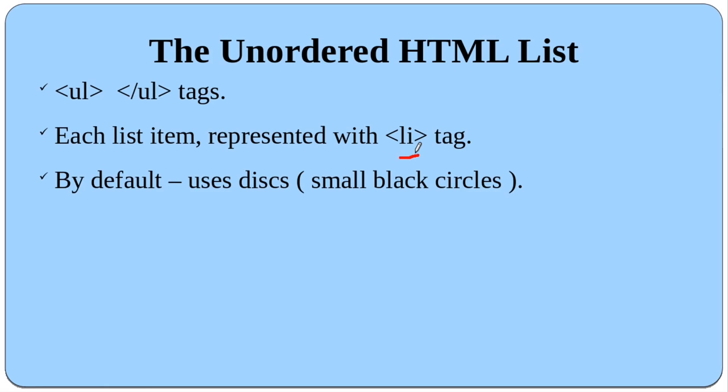By default, an unordered list makes use of disks, which are small black circles. For example, an unordered list will be displayed like this: pencil, pen, eraser. Here, these are the list item markers, which are disks.